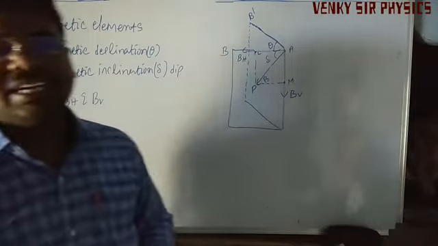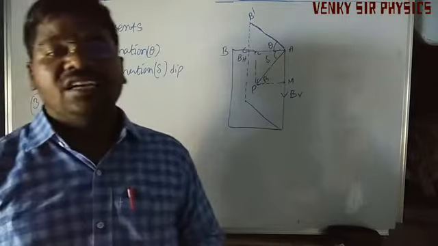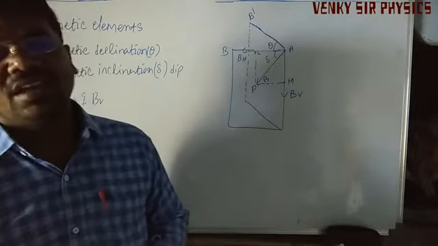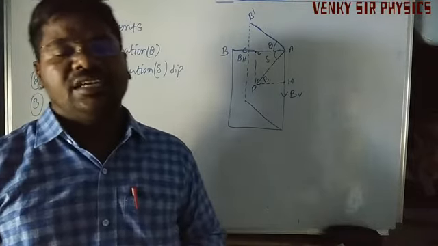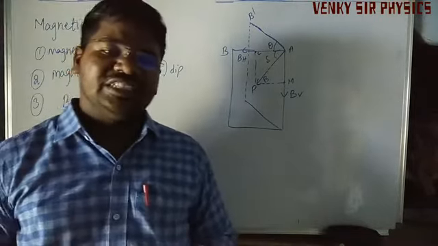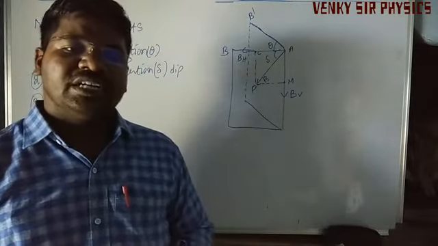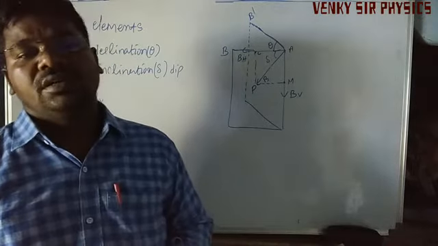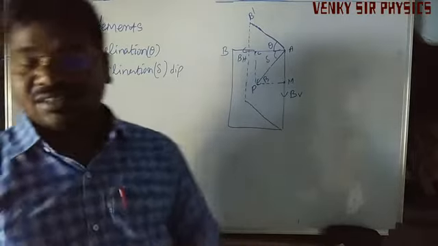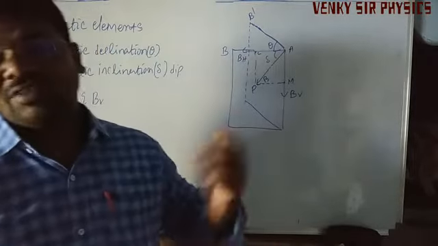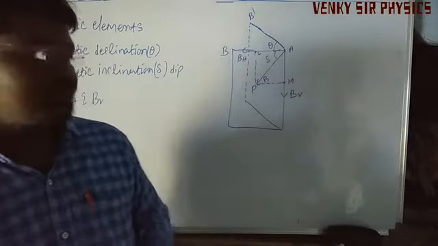Magnetic declination is defined as the angle between the geographic meridian and magnetic meridian. It is denoted by theta. We already discussed that 11.3 degrees is tilted, so that is the angle.